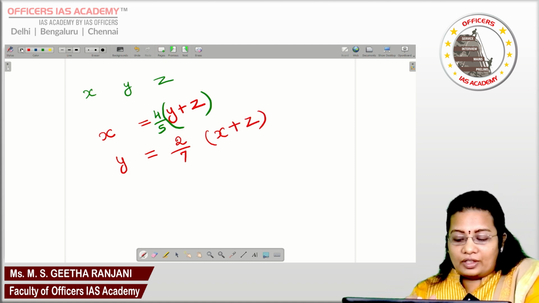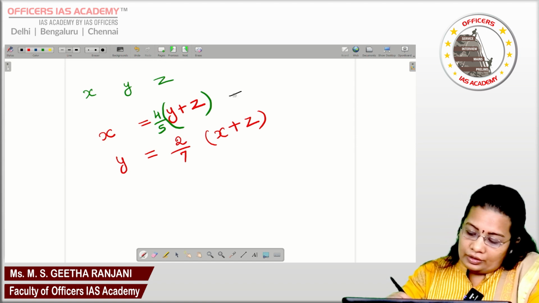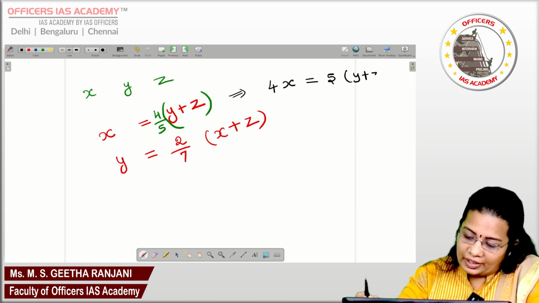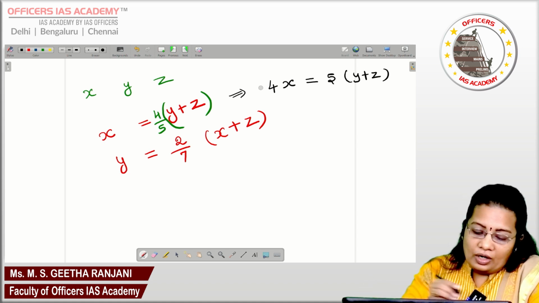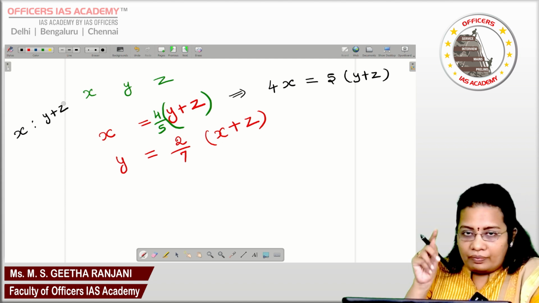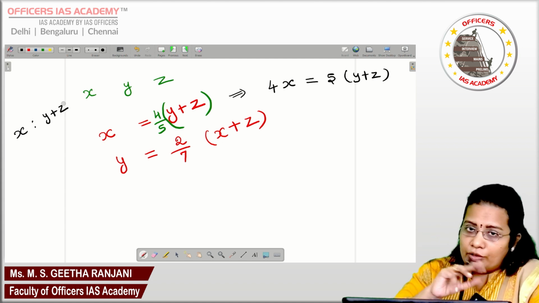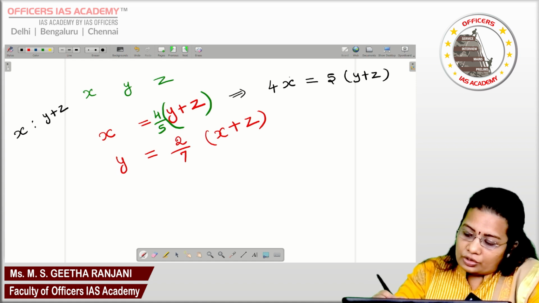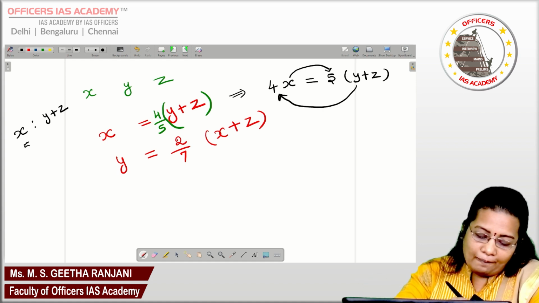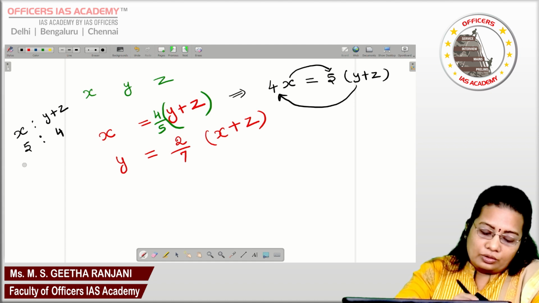Okay, with this, how to get it? So 4x is equal to 5 times (y plus z). This one we can collect from here. What is the ratio between x and y plus z? Y plus z is one part value, x is one part value. We are getting the ratio of these two. So x is 5, y plus z is 4. So this is one of the parts.